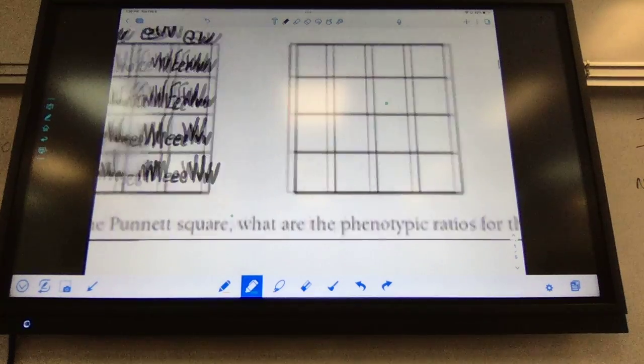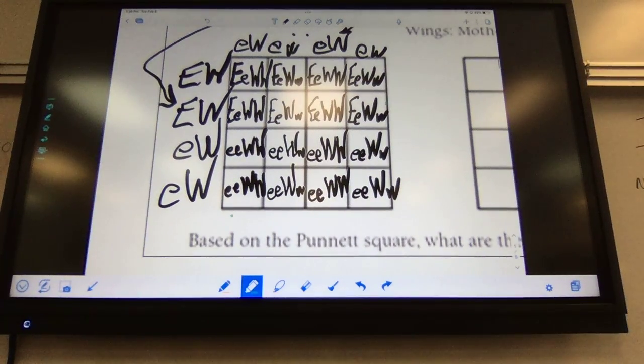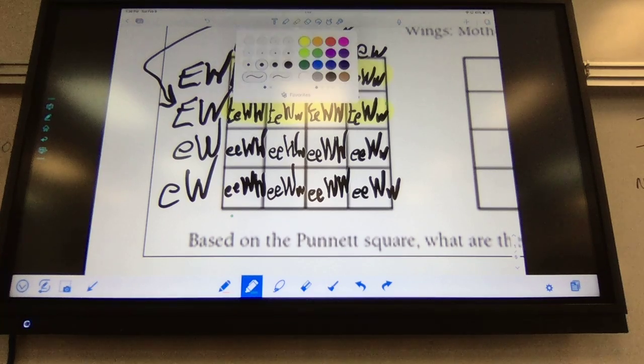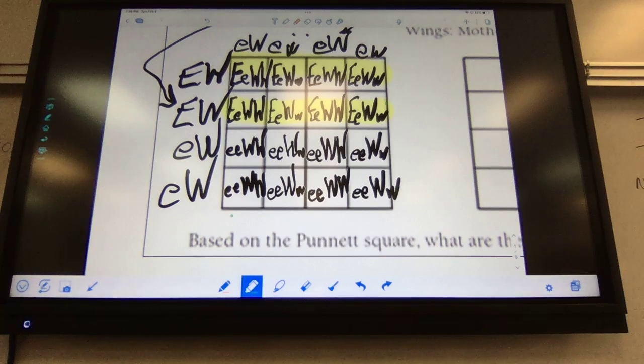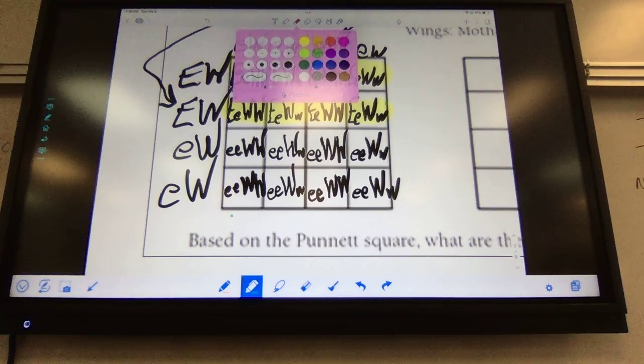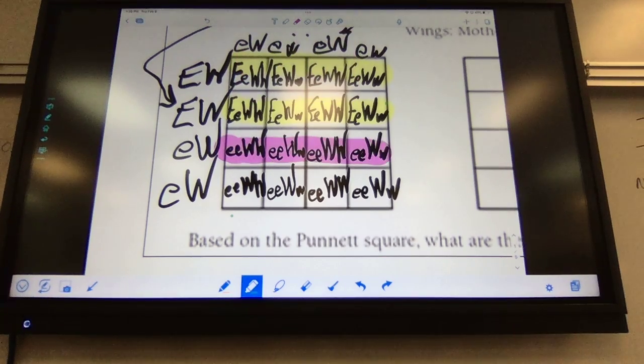What are the phenotype ratios? So what you can do is pick a color, and I'm going to highlight every one that has at least a dominant gene for each one. So these all have capital E and capital W. These have capital E and capital W. And then these guys, no one technically has it. These have lowercase e, capital W.